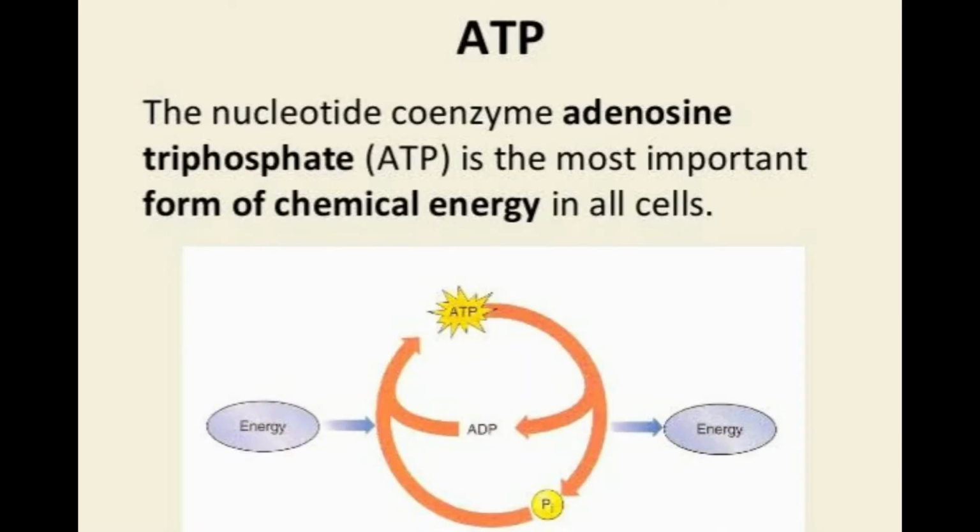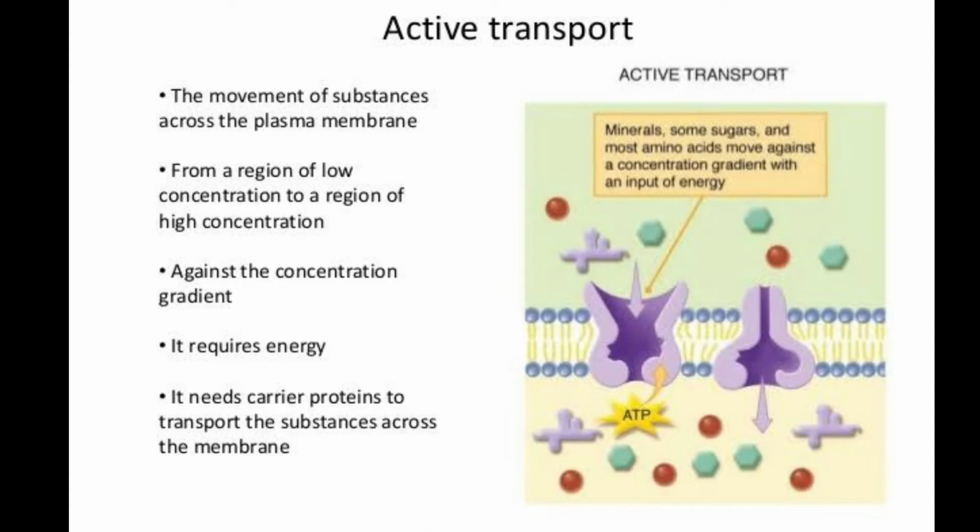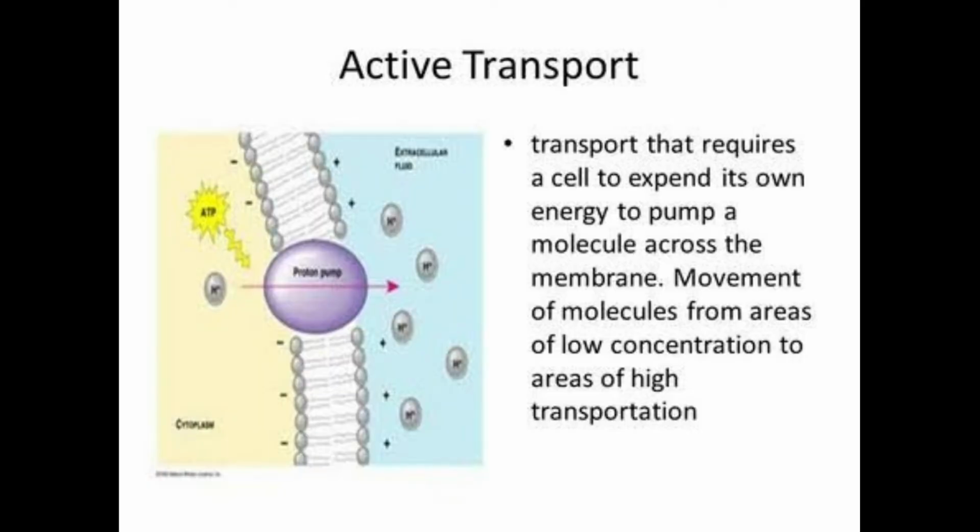Hence, different protein molecules in the plasma membrane play the major role in active transportation. We discussed these protein molecules in the earlier class. These protein molecules are called pumps. These pumps are present across the plasma membrane or cell membrane, and they can transport substances from a low concentration to a high concentration.